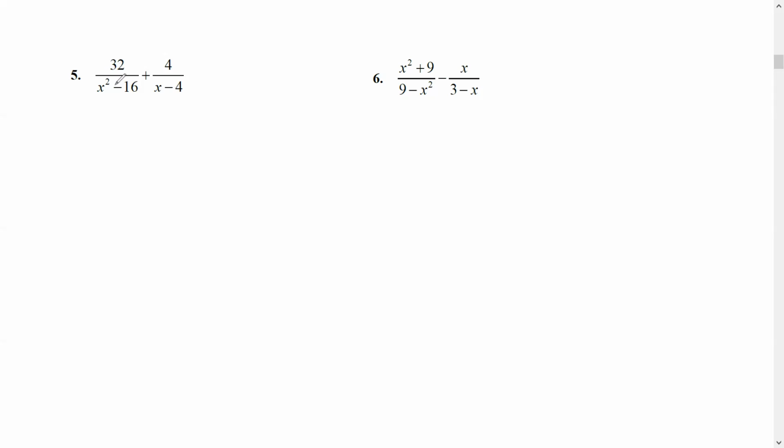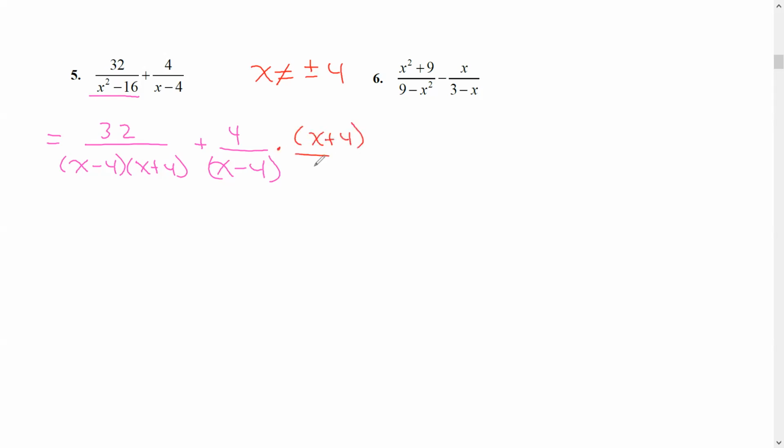My first question is, can I factor? Ooh, look at that right there. Difference of squares. Sure I can. So I factor. Now that I've factored, non-permissible values, so x can't equal positive or negative 4. My common denominator is going to be x minus 4, x plus 4. So the second term needs an x plus 4. Now I'm going to write everything with my common denominator.